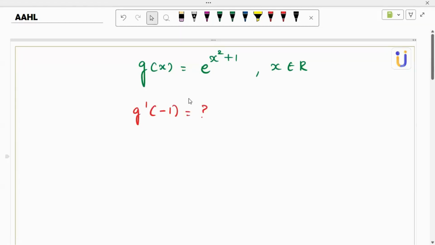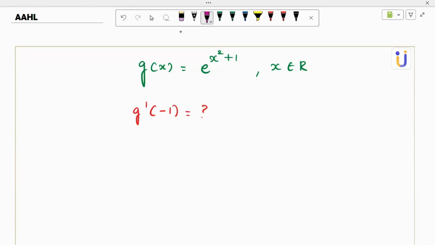First question on this particular paper. This is a very simple 4-mark question. g of x is e power x square plus 1, where x belongs to R, and we need g dash of minus 1, particularly from differential calculus. Quite simple. The exponential function differentiation has to be used here.